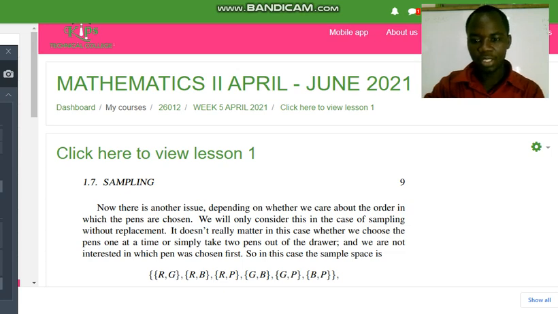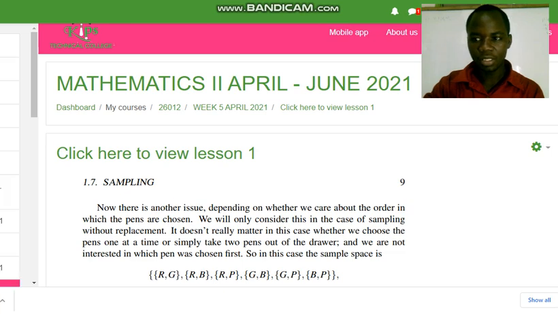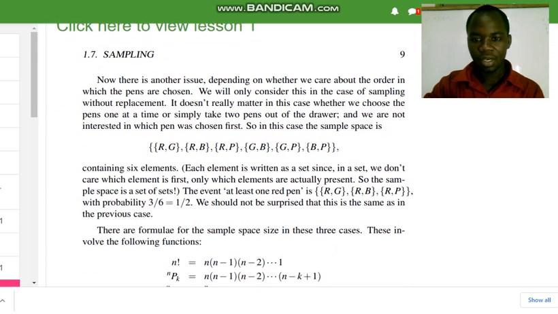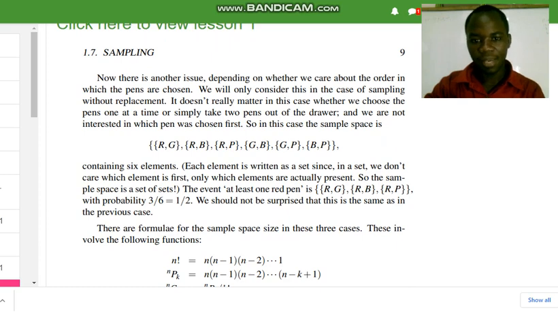So in this case the sample space is given by either a red pen, green pen; red pen, blue pen; red pen, purple pen; green pen, blue pen; green pen, purple pen; blue pen, purple pen, containing 6 elements. Each element is written as a set, since in a set we do not care which element is first, only which elements are actually present. So the sample space is a set of sets.